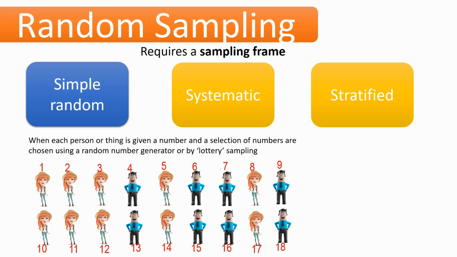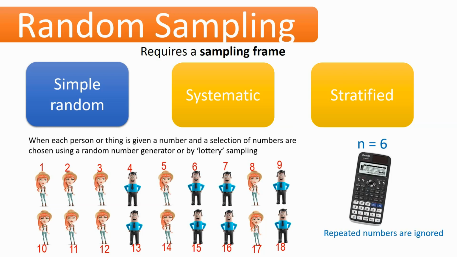Let's say we don't want to ask all 18, we only want to ask 6 people. So what we're going to do to get those 6 people, we can't just take the first 6, that's not random. We're going to use our calculator and we're going to generate 6 random numbers. And if any numbers come up twice, we're going to ignore those and just keep going until we've got the 6, and then we're going to ask those specific 6 people.